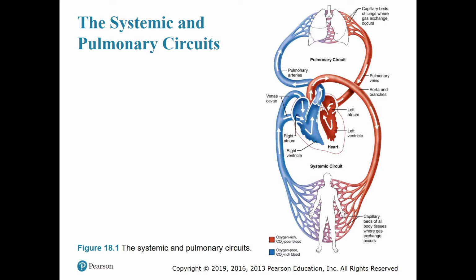18.1, the systemic and pulmonary circuits. So in red, it's oxygen-rich, CO2-poor blood, whereas in blue, it's oxygen-poor, CO2-rich blood. So we can see that the right side of the heart is receiving deoxygenated blood, or oxygen-poor, CO2-rich blood, from systemic circulation. And so it goes into the right atrium, and then from the right atrium to the right ventricle, and then from the right ventricle it ends up in the pulmonary arteries that will bring this CO2-rich blood to the pulmonary circuit. And that's where gas exchange occurs, as we learned, at the alveoli.